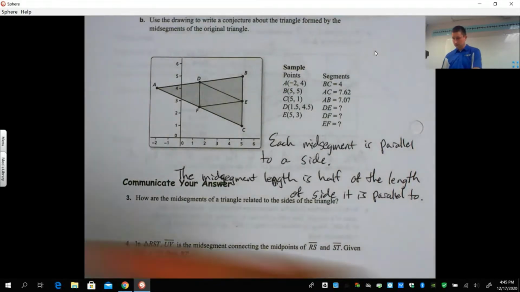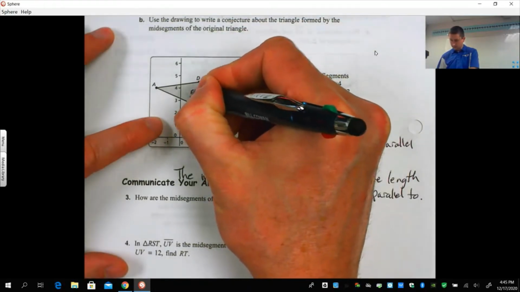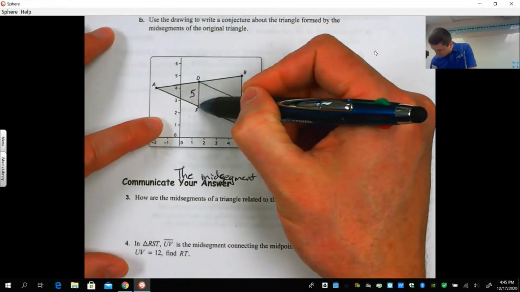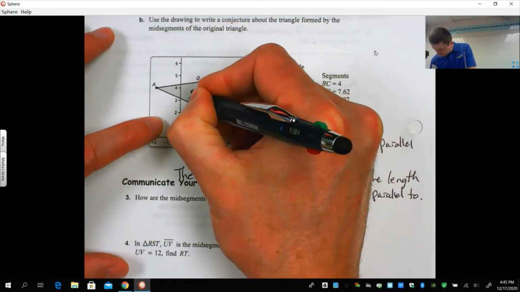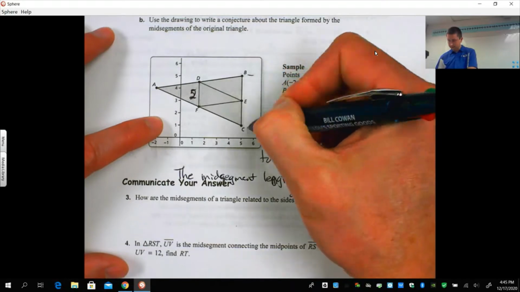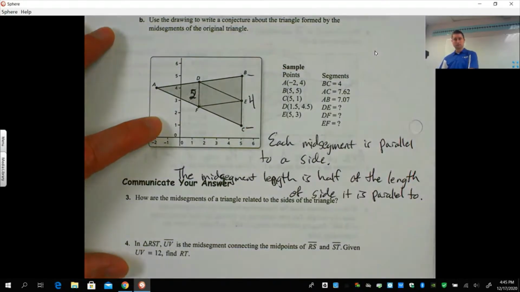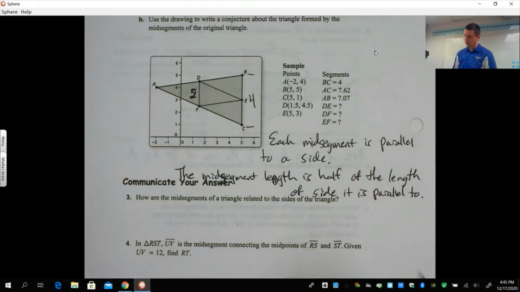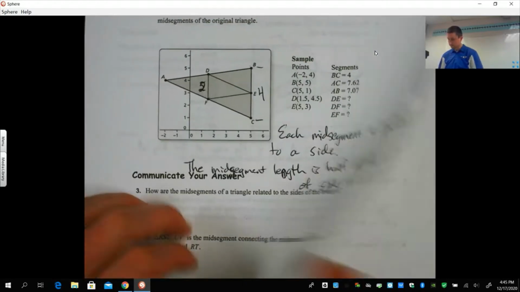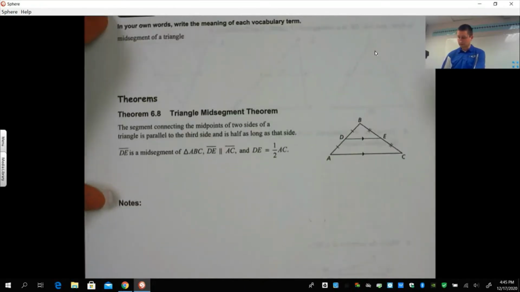So if I have DF here, if DF is 5 units, obviously it's not. Hang on. Looks like it's probably about 2 units. So I'm going to guess there. So if DF is 2 units, that makes B to C twice that. That's going to be 4 units. Okay? That's the third thing there. It's going to be half the length of the side that it's parallel to. So that kind of covers all of these little things that we're talking about with the triangle mid-segment theorem.